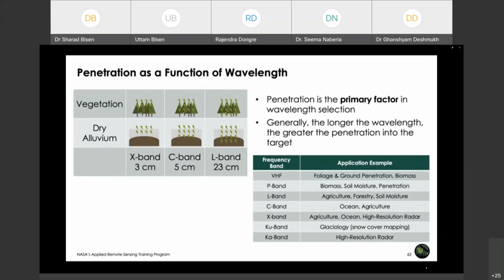There's currently no operational, freely available L-band data, and there's no P-band sensor in space. However, in 2021, NISAR will be launched, which is a joint NASA and Indian Space Agency L-band and S-band satellite. Also, in 2021, the European Space Agency will launch Biomass, which is a P-band satellite sensor.